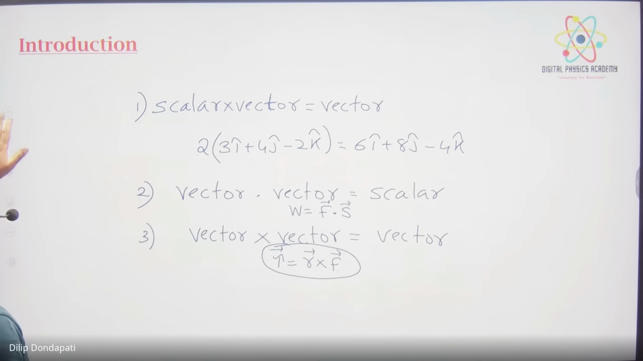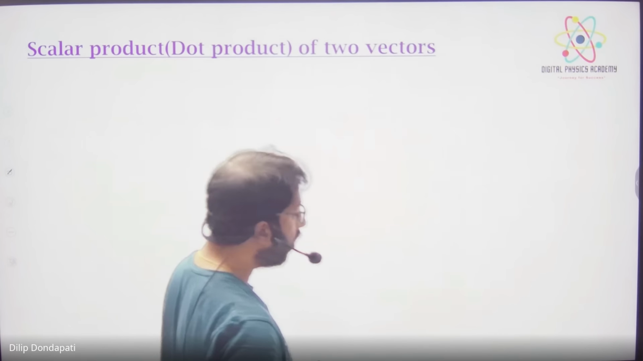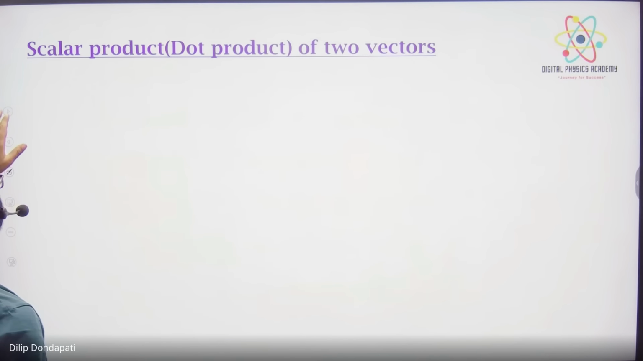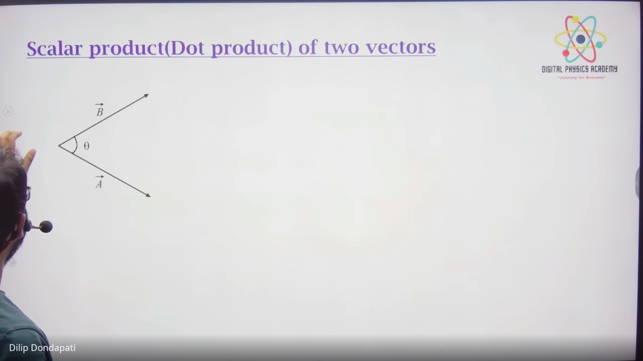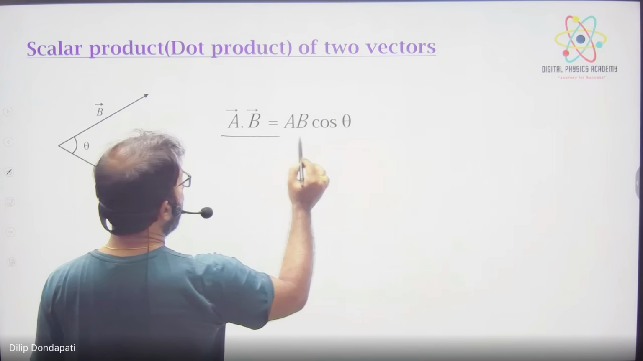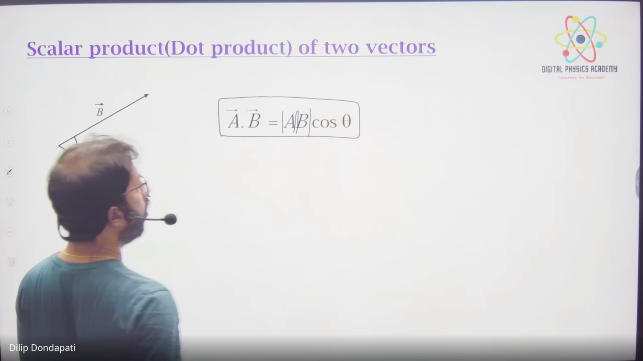चलो. Now first one is scalar product or dot product of two vectors. So simple क्या है? Suppose two vectors are there, A vector and B vector. Angle between them is theta. Then what is A dot B is nothing but mod A mod B cos theta. This is magnitude. Mod A mod B cos theta is the formula for dot product.